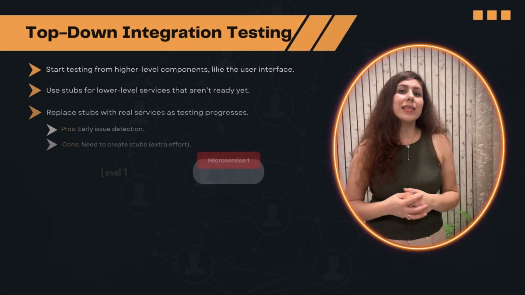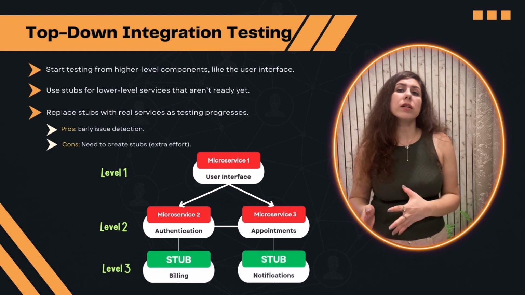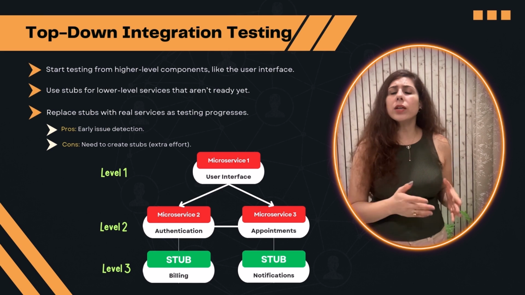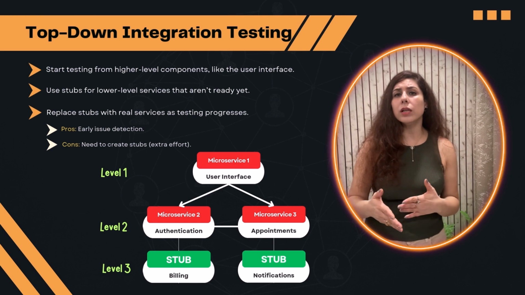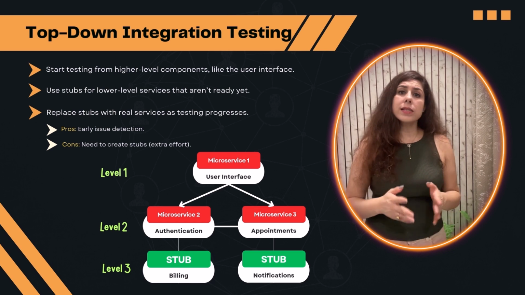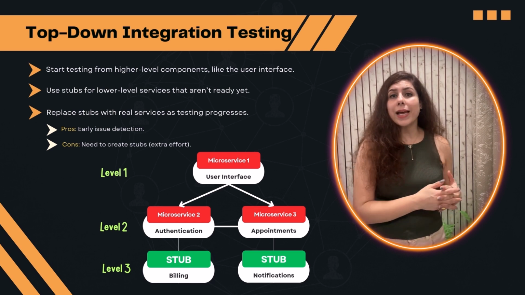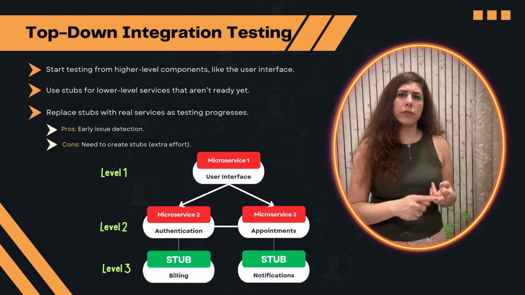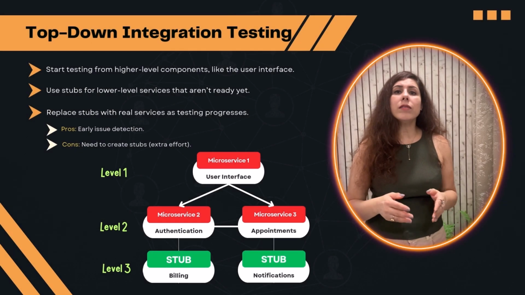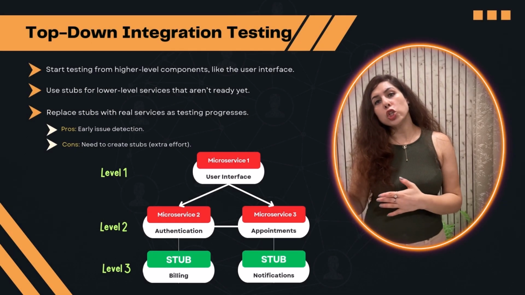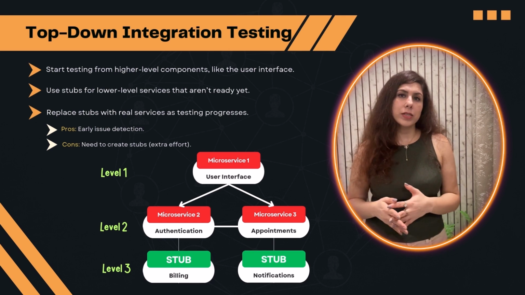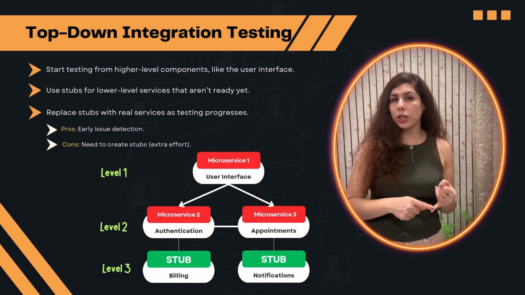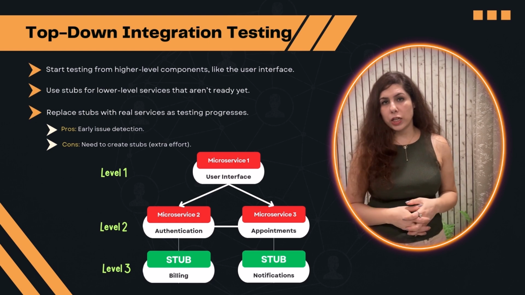The UI service will think it's getting a response from the actual authentication service, but it's really coming from the stub. Once the testing team confirms that the UI service works fine with authentication and appointment service stubs, they gradually replace them with real backend services. Then they start the integration testing of the next lower level services like patient records, billing and notifications. This time they will use the actual services for the UI, authentication and appointment services, but stubs for the lowest level services like patient records, billing and notifications.